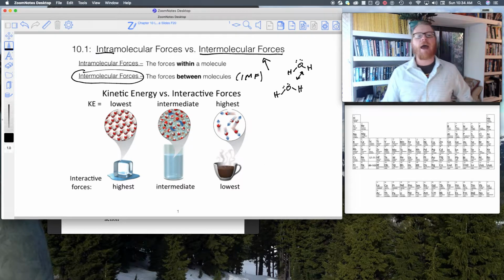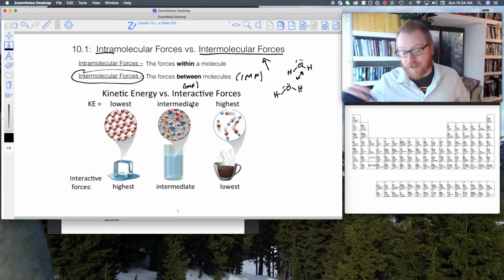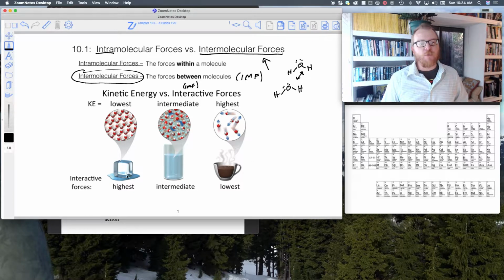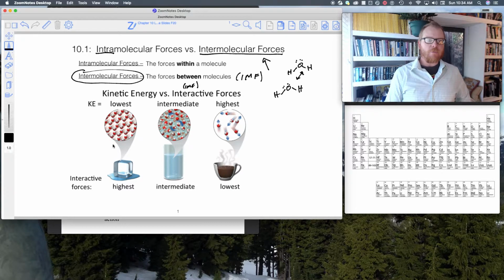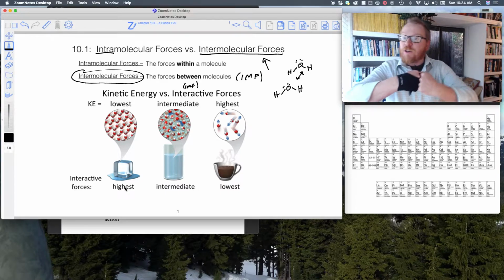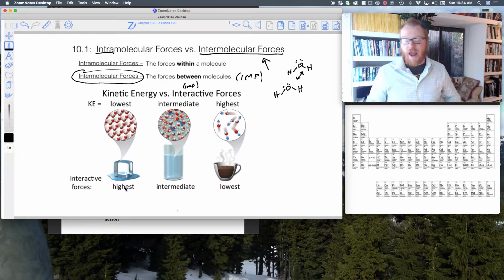Now if we look at kinetic energy of these molecules versus their intermolecular forces, or sometimes we call them the interactive forces, synonymous with intermolecular forces, this means the forces that 2 neighboring molecules experience. So if we look at an ice cube, those molecules are really close together, as in all solids. We would say the molecules themselves have the lowest kinetic energy, but the highest interactive forces. The molecules are glued to each other in a way.